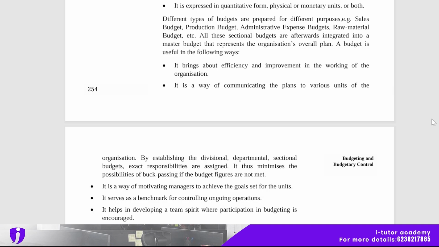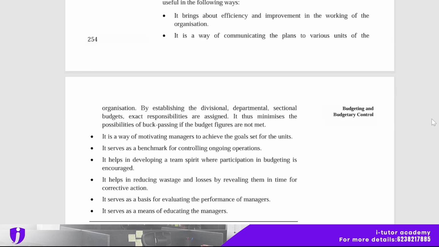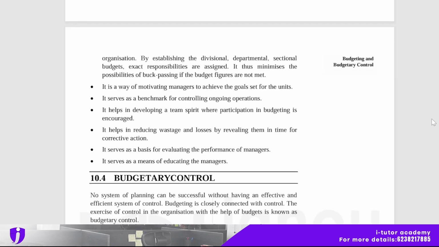A budget is useful in the following ways: it brings about efficiency and improvement in the working of the organization. It is a way of communicating the plans to various units of the organization by establishing the divisional, departmental and sectional budgets. Exact responsibilities are assigned. It thus minimizes the possibilities of buck passing if the budget figures are not met. It is a way of motivating managers to achieve the goals set for the unit. It serves as a benchmark for controlling ongoing operations.